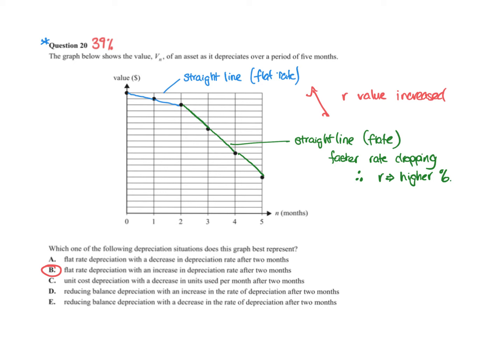Looking at the other ones, we'll soon learn later that these two, the reducing balance depreciation, that would have been a curved line. So just if you want to put that on there. And unit cost, it will be a straight line, but it's saying the same as the start bit where it's saying that the rate decreased. It didn't. We definitely increased.